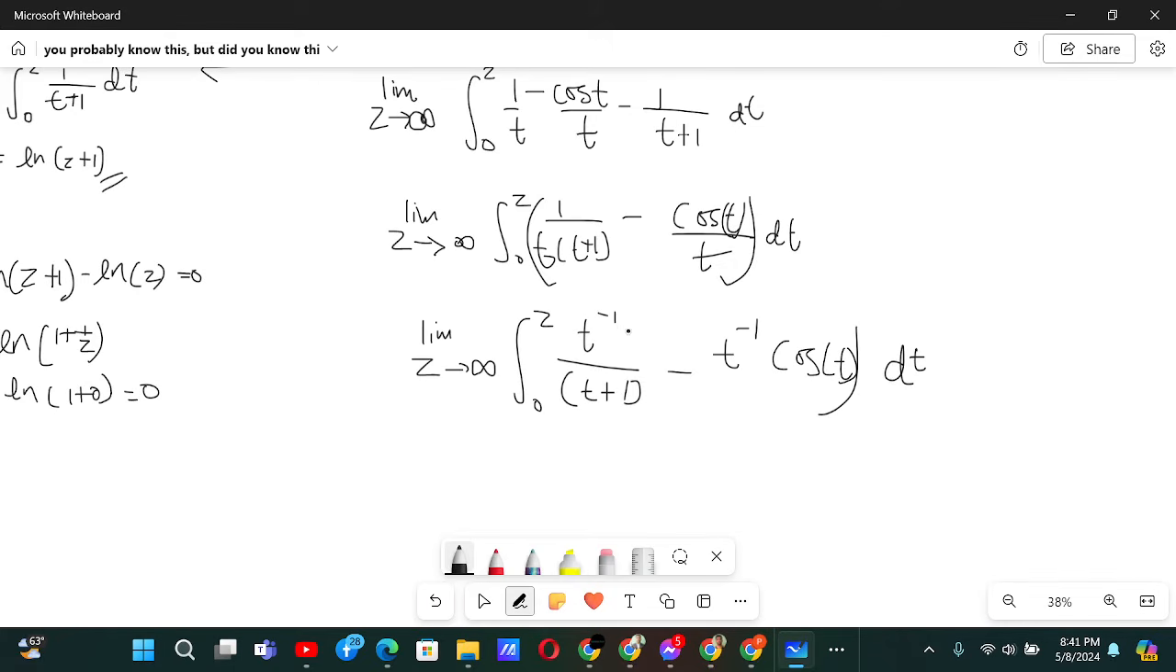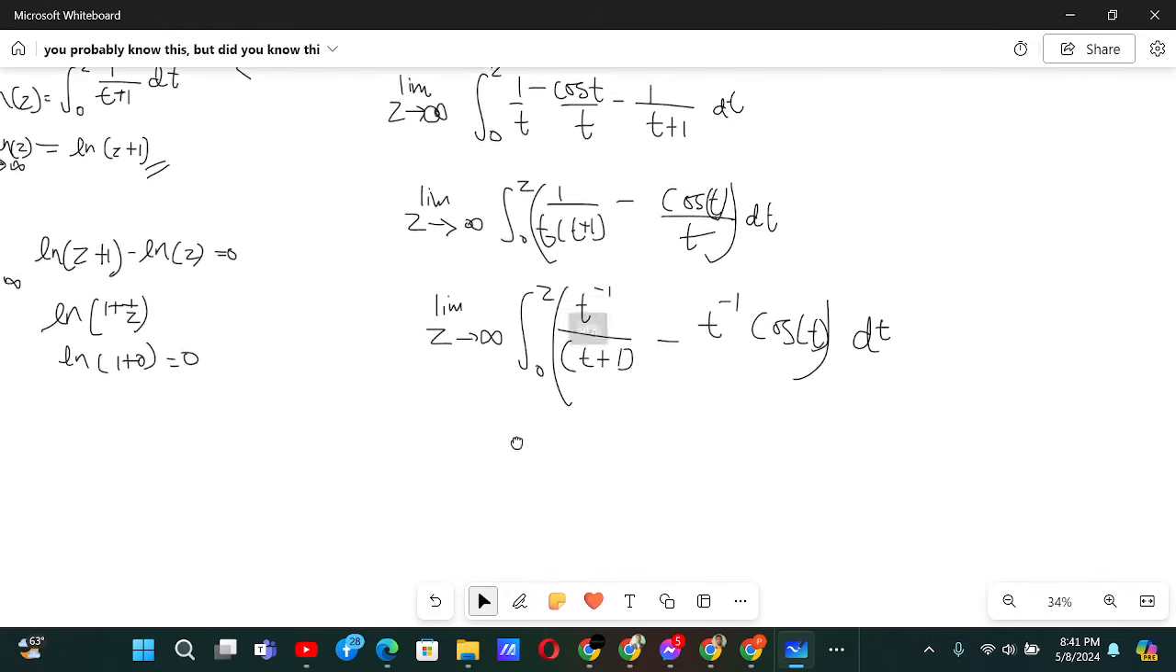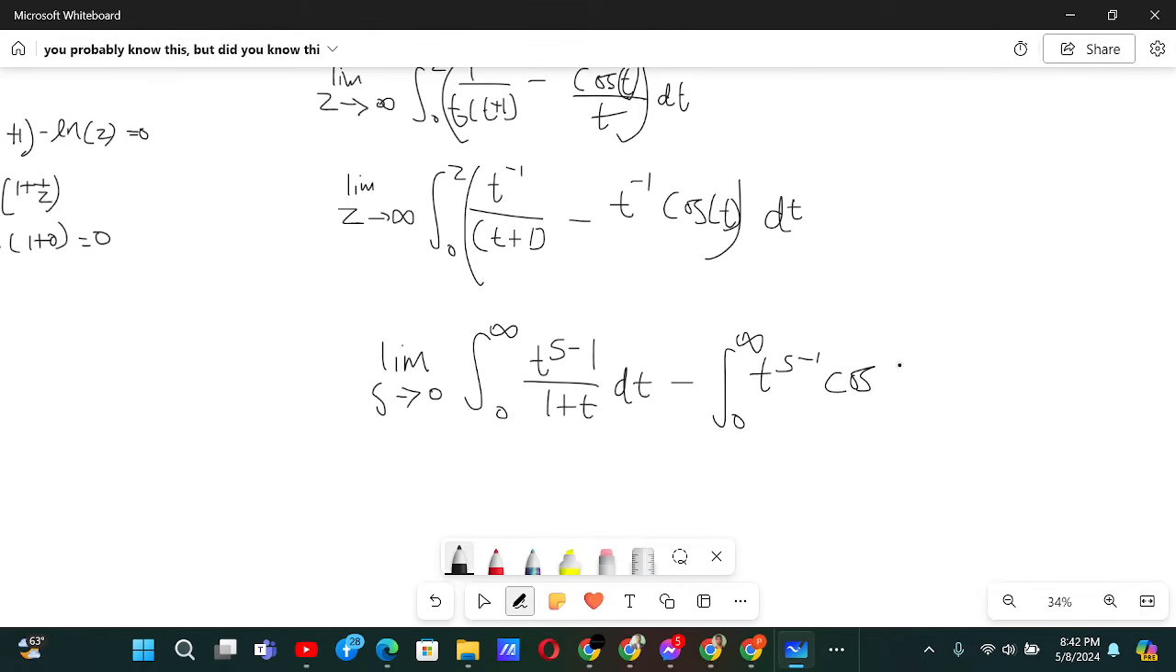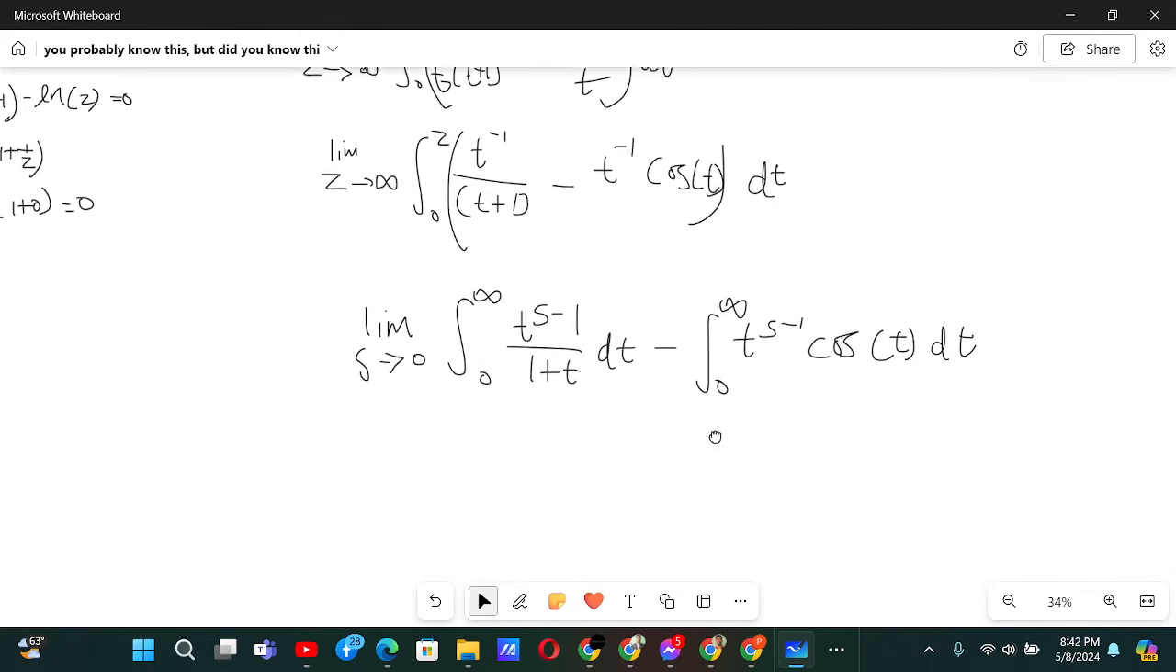Now if we look at the exponent as s minus 1, basically what we can do is introduce a new variable s which is going to 0, and write 0 to infinity itself. We can now say that this is just the integral of t to the power s minus 1 by 1 plus t dt, similarly minus the integral from 0 to infinity of t to the power s minus 1 cos of t dt. This is because now we can use the beta gamma function, and over here the Mellin transform.